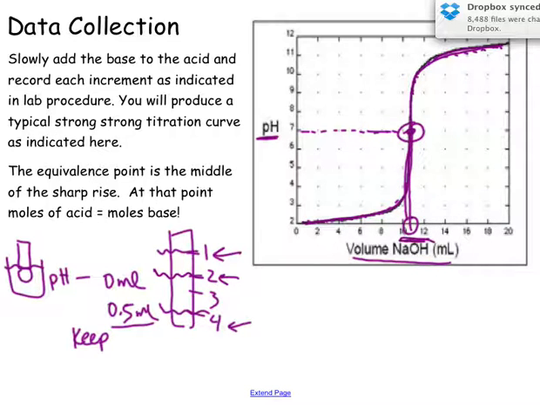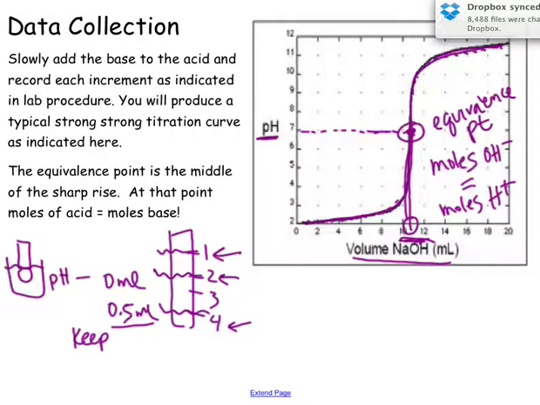And here is where we will find the mLs we need to figure out the moles of our known. So this is all we're doing. We're making this curve. We're going to the middle of the sharp rise, called the equivalence point. This equivalence point is where the moles of our base that we're adding equals the moles of the acid in the actual beaker. So we are looking for these mLs. That's the whole point. Once we get these mLs, we're done.